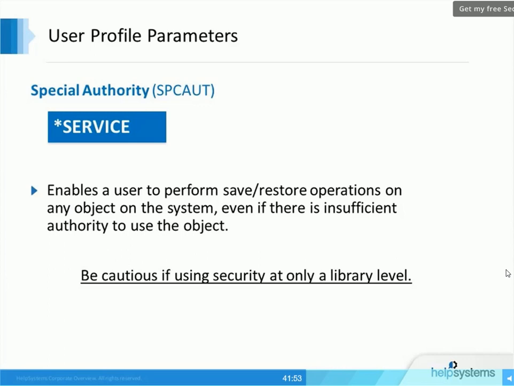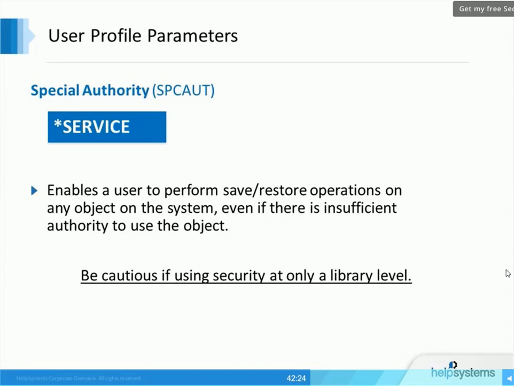And save restore is going to allow the user to back up and restore any object on the server. Now, the reason I have the underlined note there is because if you are securing your system at only the library level, you can back an object up out of that secured library and restore it to a non-secured library, and now I can access a copy. And maybe I can download it. Maybe I can even change that duplicate version, back it up again, and restore it over the top of the original. So we've got to be careful there.